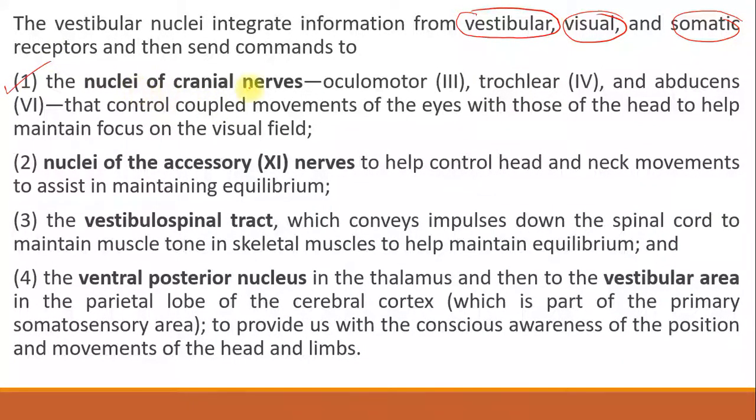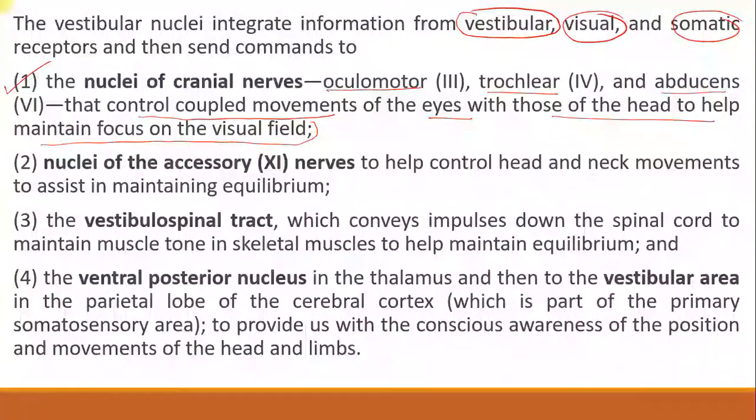The first one is the nuclei of cranial nerves, that is the oculomotor, trochlear and abducens nerves, which control coupled movements of the eyes with those of the head to help maintain focus on the visual field. That means whenever we rotate our head in one direction, say to our right, our eyes also move in this direction. This happens because of the command sent to the oculomotor, trochlear and abducens nerves.